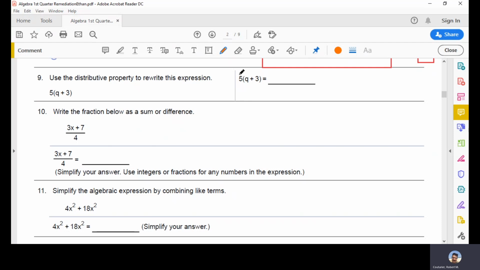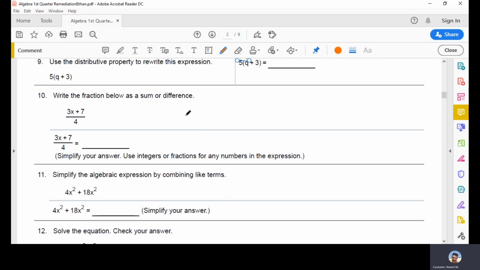So if we have a 5 outside, you have to distribute that 5 to the q. So 5 times q. And then you also have to distribute it over here to the 3. So 5 times 3. So you end up with 5q plus 15. That's the distributive property.